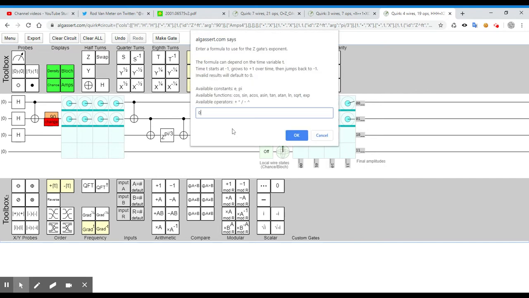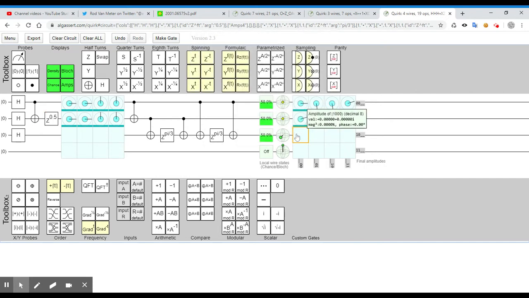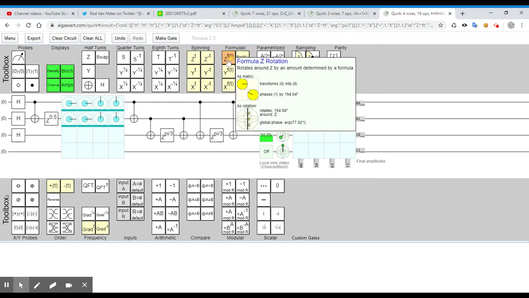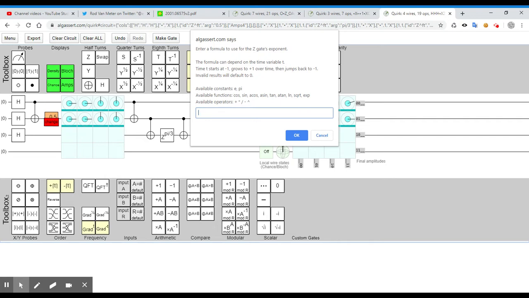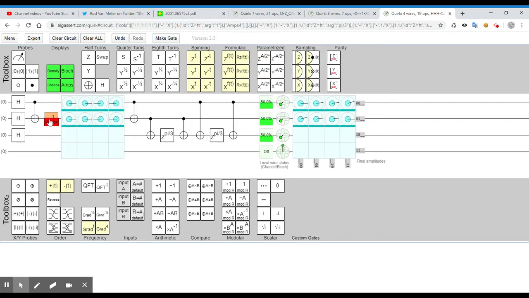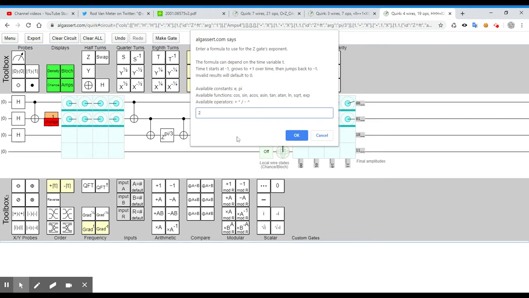That's confusing. So it's the portion of... if I do 1, that is the Z, right? Exactly. So if I do 2, it's basically the whole thing. Okay, so you don't put pi here. You're just rotating, using the Z gate's exponent. Okay, so you should basically do it like that.